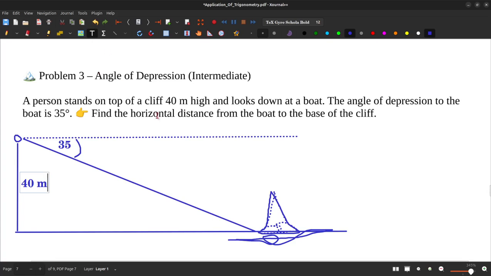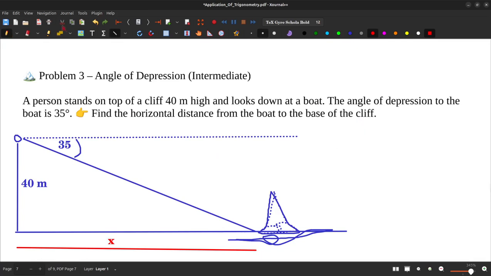Now let's try to find the horizontal distance from the boat to the base of the cliff. This distance from the boat to the base of the cliff is the distance we are looking for. Let's call it x.